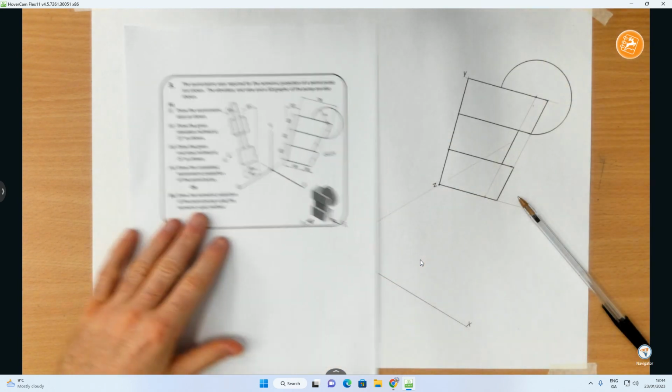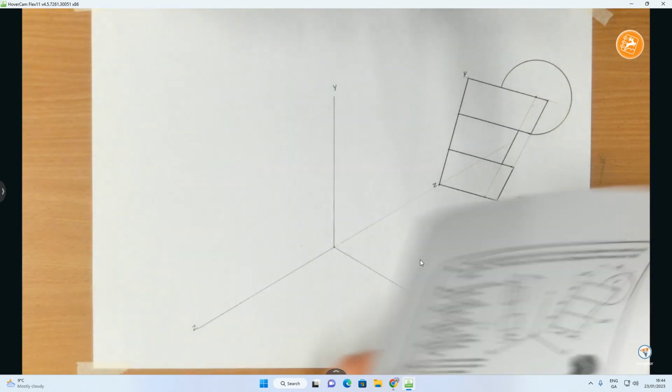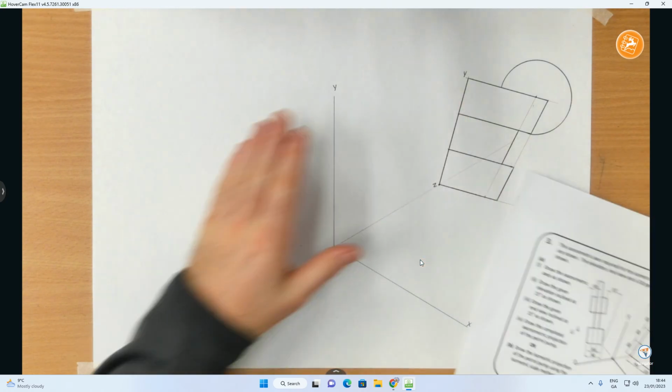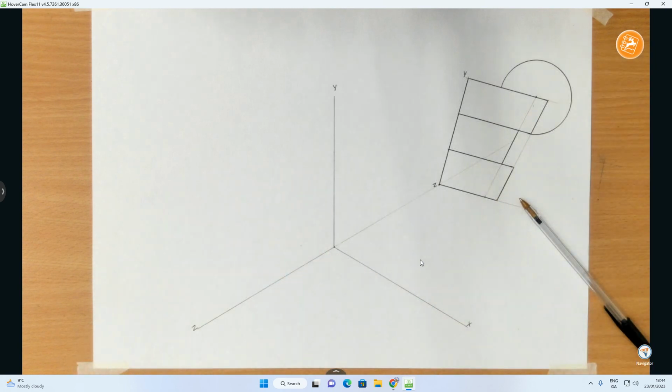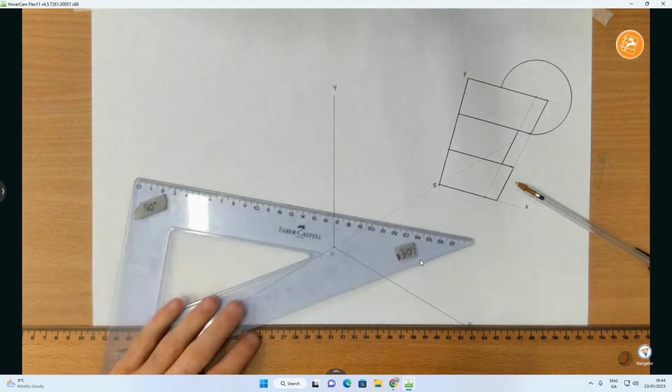Okay, so there we have it. That there is the elevation view completed. Now what I want to do is come over here and draw in the end elevation. So, same principles are going to apply. I'm now going to project out parallel to my x-axis.